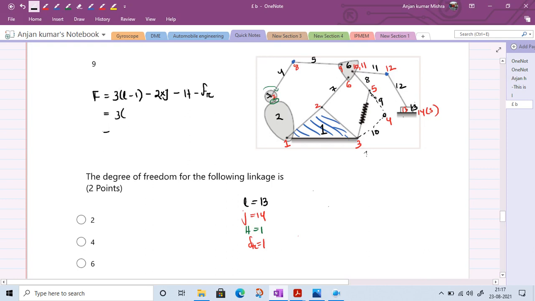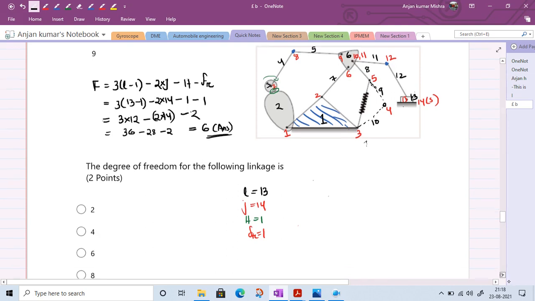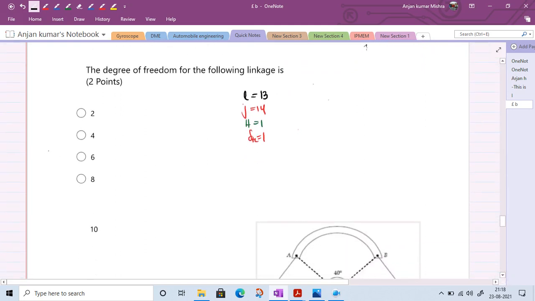So 3 into (13 minus 1) minus 2 into 14 minus 1 minus 1. So 3 into 12 minus 2 into 14 minus 1 minus 1, that is 36 minus 28 minus 2. So 36 minus 28 is 8, minus 2, that is equal to 6. The answer will be equal to 6 here. So option 3 will be the correct answer, 6.